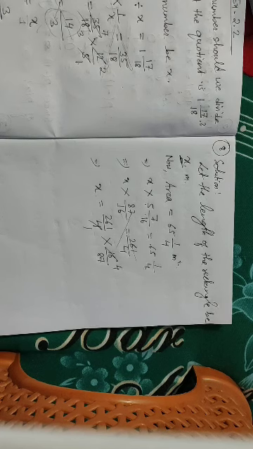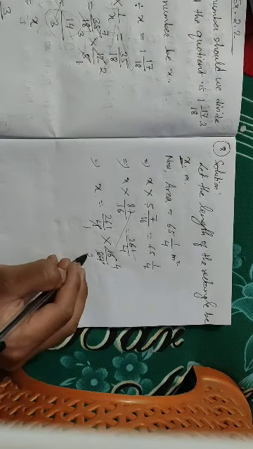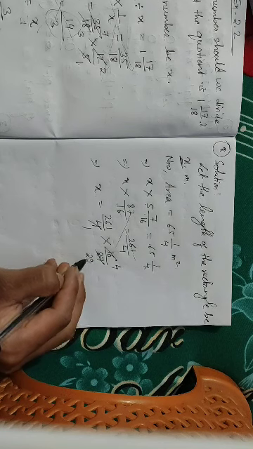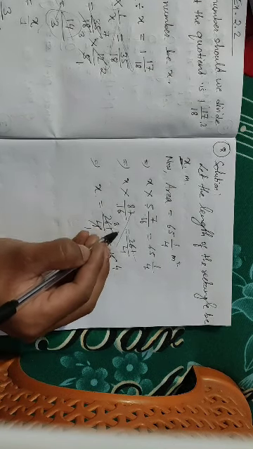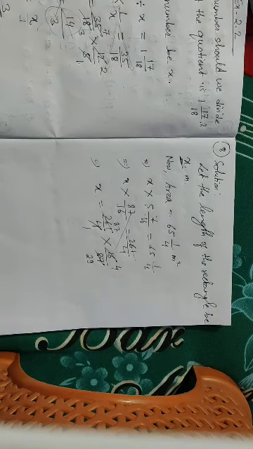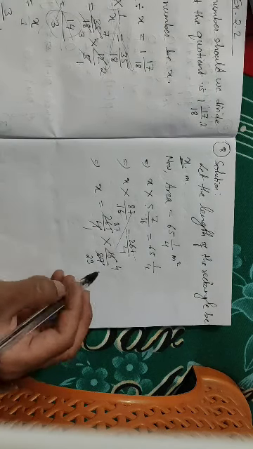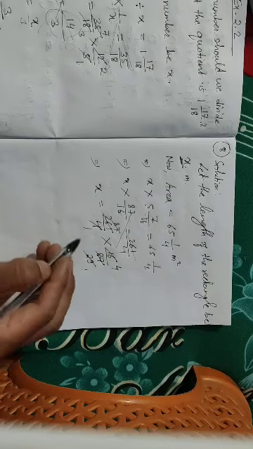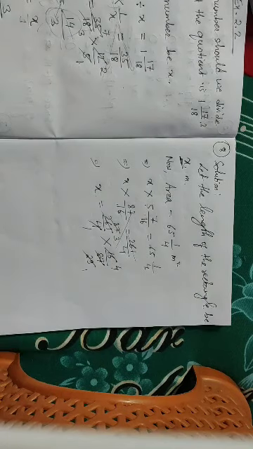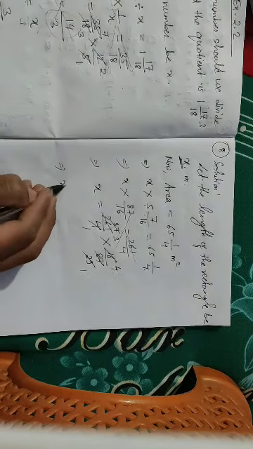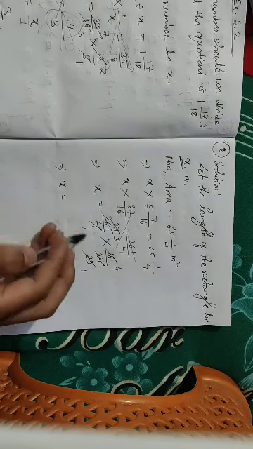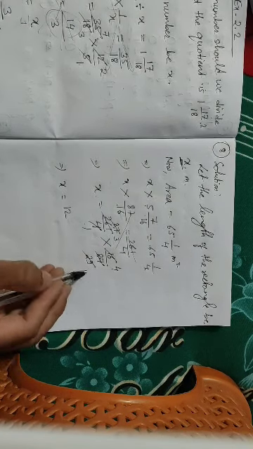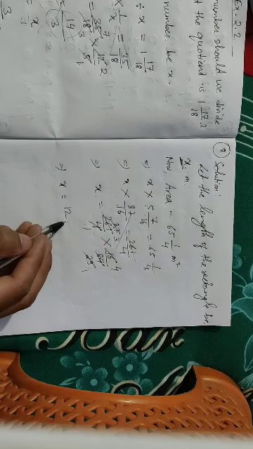You can cancel with 3, right? 3 2s are 6, 3 9s are 27, 3 8s are 24, 3 7s are 21, so with 29, 29 1s are 29, 29 3s are 87, right? So how much will you get? 3 4s are 12, by 1, 1s are 1, that is, we will not write. So x equals 12.